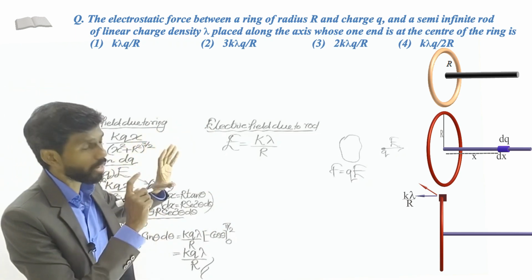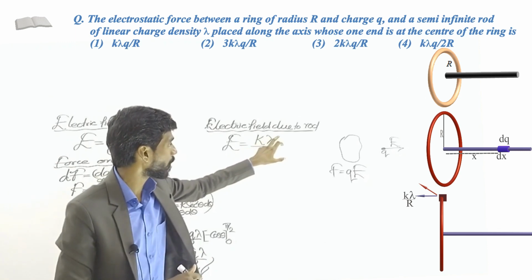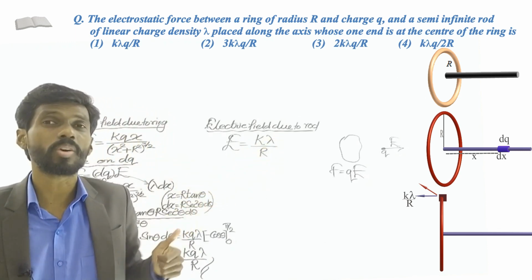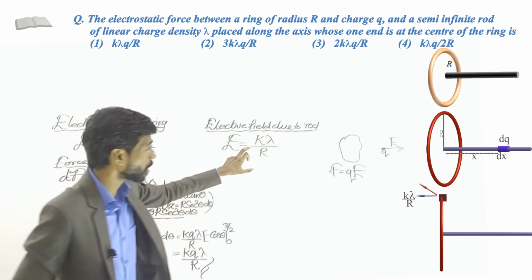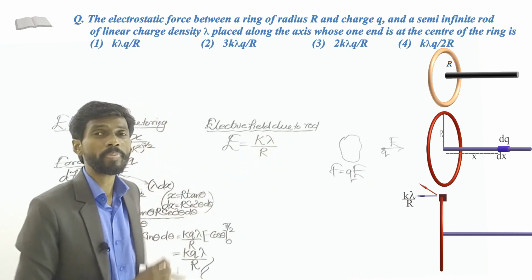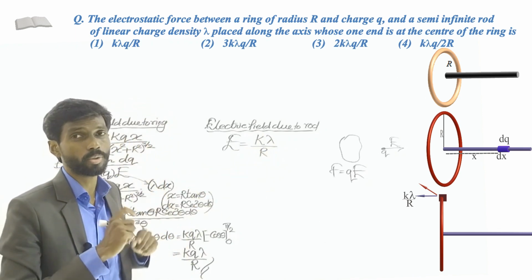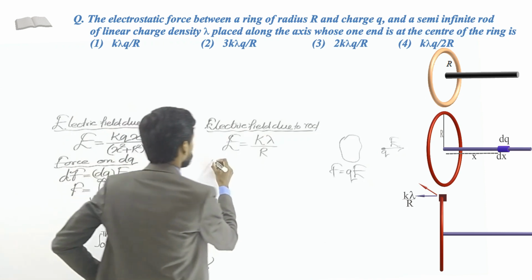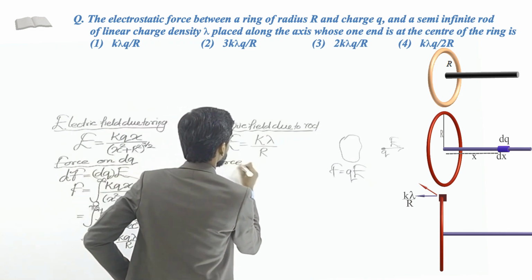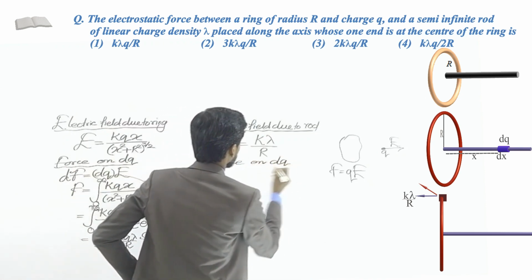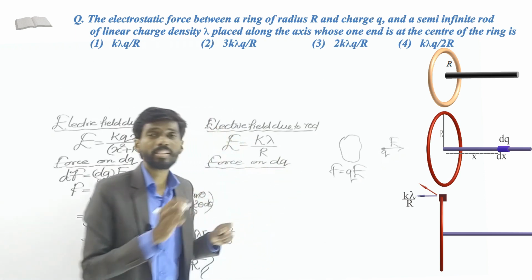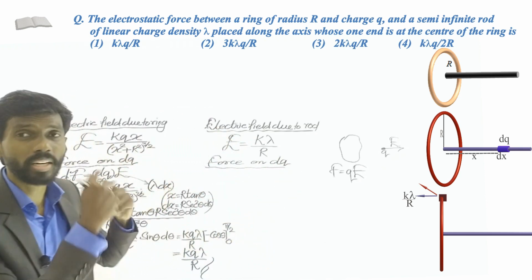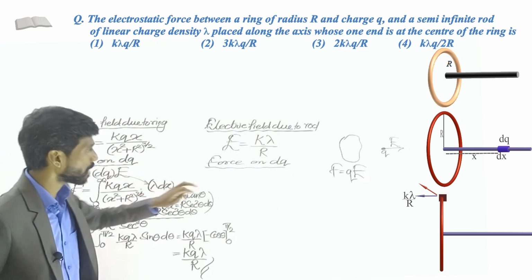So we are only left with the horizontal component, so k lambda divided by r. So no need to consider the vertical component, consider only the horizontal component, k lambda by r. Is that okay? Now this is the electric field due to that rod. Now we have to find the force on the charge dq. dq is the charge of the small portion of the ring, only that small portion. So that has charge dq.